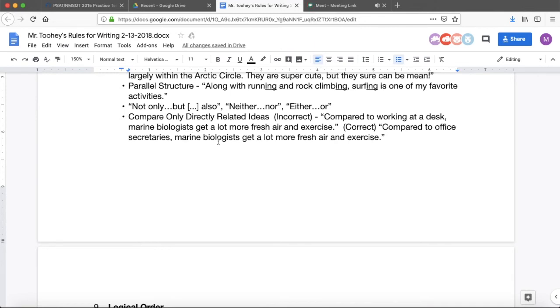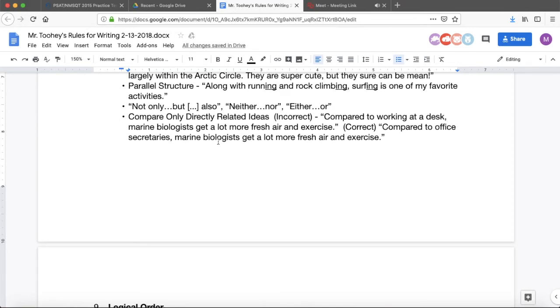Being a marine biologist? Yeah, marine biologists. Not being a marine biologist, right? Working at a desk and marine biologists. Right? Working at a desk is an activity. Marine biologist, that's a career or a profession. Right?